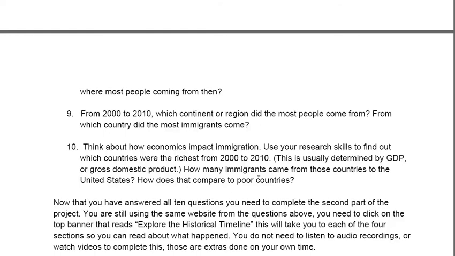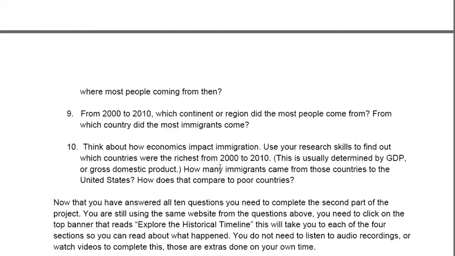So for this question, you're going to have to do a little bit more research than what the website will allow for. You can go on to Google or Bing or whichever your parents will let you do, and you just need to Google or Bing 2000 to 2010 GDP, world GDP, and that should pop up all of these countries throughout the entire world and their GDP. So I want to know which countries were the richest from 2000 to 2010. Okay, that's about the top 5 countries.